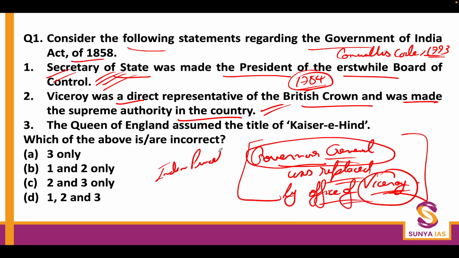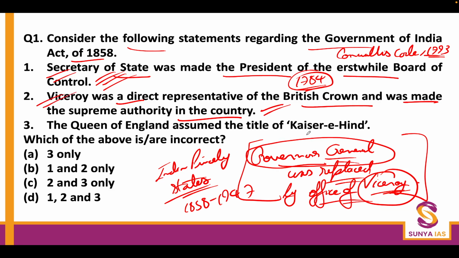Okay, the Britishers made sure that for the next 90 years, between 1858 and 1947, they appointed a single person on this position, always making sure that never ever any issue or crisis came between these two offices. Okay, so that you have to keep in mind, and statement number 2 is right.